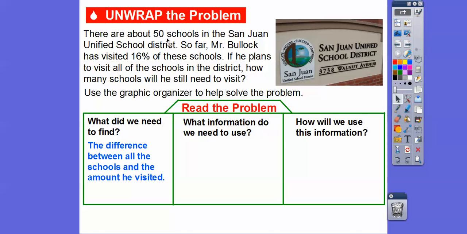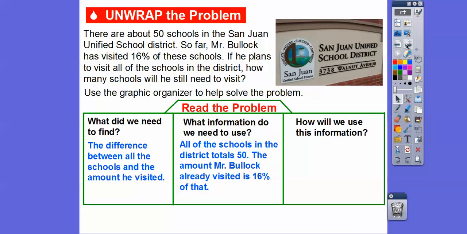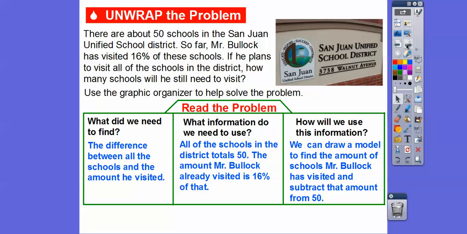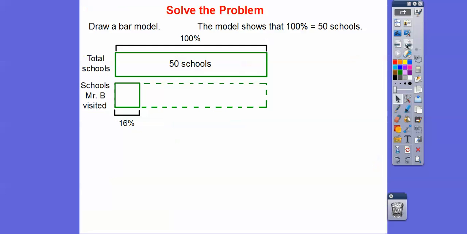Okay, so he visited 16%, and there's 50 altogether right there. So we've got to find all the schools in the district, total 50. And the amount that Mr. Bullock already visited is 16% of that. So how are we going to use that? Well, we can draw a bar model to find the amount of schools that Mr. Bullock has visited, the 16%. And then whatever that is, we're going to subtract that amount from 50. Okay, so there's a couple of ways to find 16%.